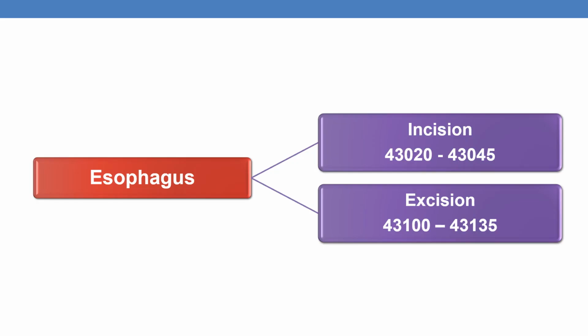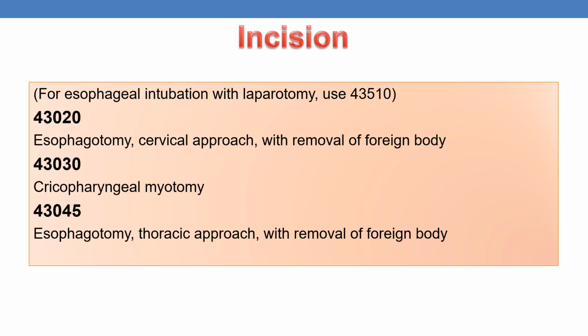Now let us discuss about the next topic, that is esophagus. In esophagus, the CPTs are categorized into incision and excision. The incision CPT range is 43020 to 43045, and for excision it is 43100 to 43135. Coming to incision, for esophageal intubation with laparotomy, use 43510.